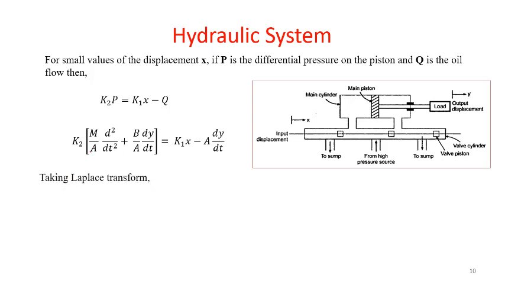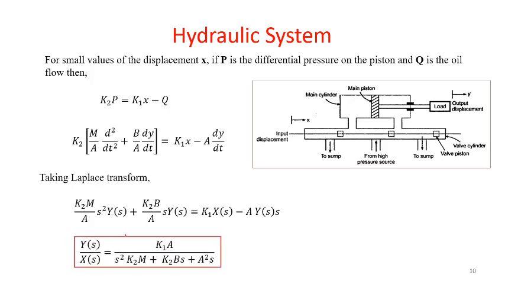Taking the Laplace transform of the above equation, we get K2 M by A, which stays the same, into S square Y of S. Then K2 into B divided by A is a constant, as K2 has been taken inside, so we write S into Y of S equal to K1 X of S minus A into Y of S into S. So this is the Laplace transform of the above equation.